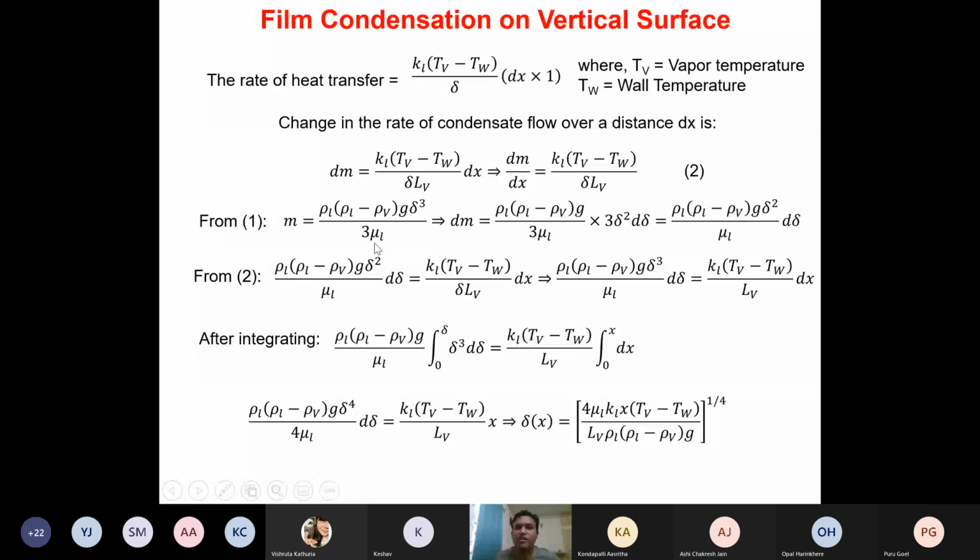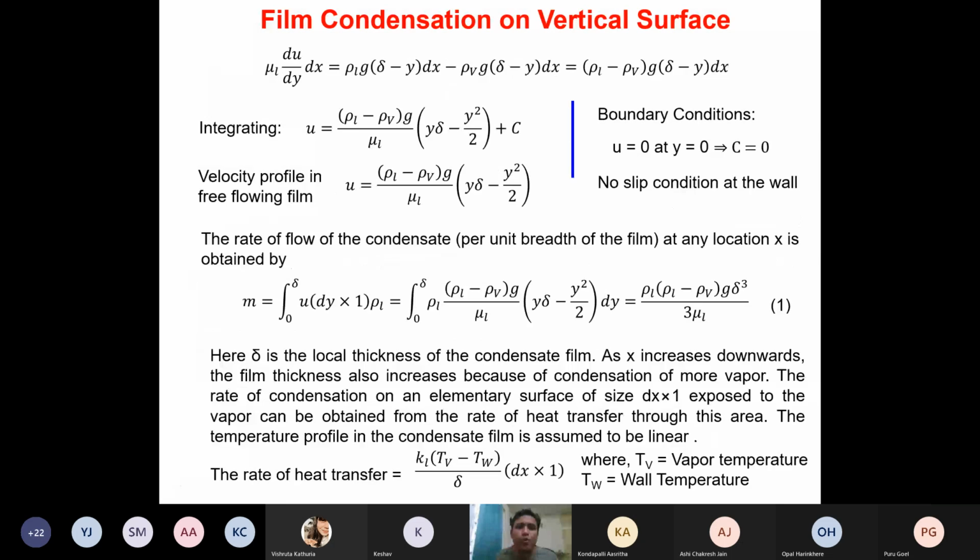Now this equation which is giving me a mass flow rate, in a differential element, isn't it? Now the same thing we can obtain from here also. This is the equation number 1 which gives me a mass flow rate. I can differentiate this equation, I will get dm, isn't it? Both these mass flow rates are the same. So from equation number 1, this is the mass flow rate I have obtained. I can differentiate it. So this becomes dm.